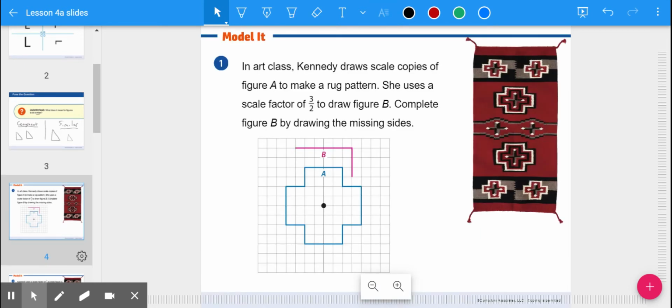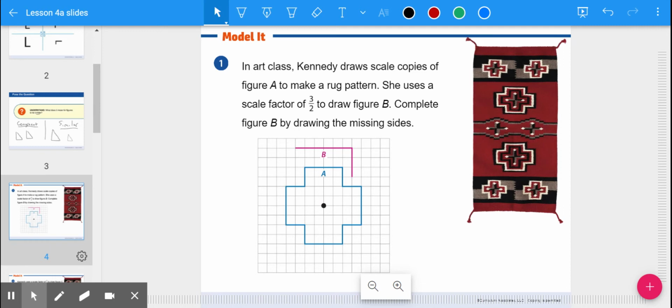Number 1, in art class, Kennedy draws scale copies of a figure A to make a rug pattern. Okay, it's a pretty cool looking rug. She uses a scale factor of 3/2 to draw figure B. Complete figure B by drawing the missing sides. Now, what is a scale factor? We're just jumping in using this word scale factor.